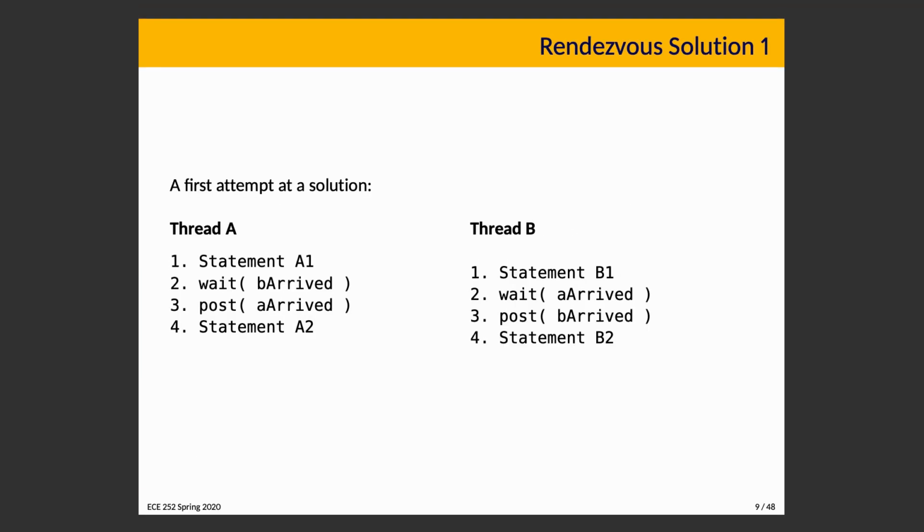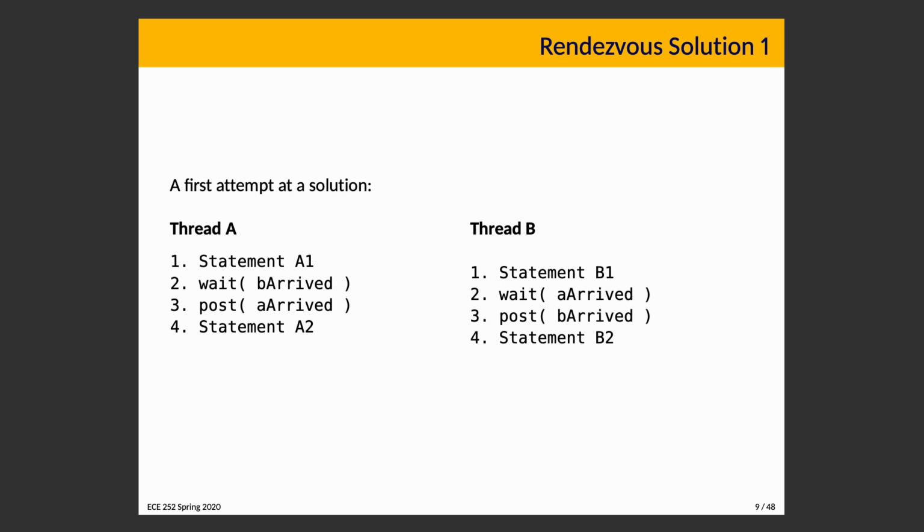And you can see that scenario. If thread A runs first, does statement A1, waits for B to arrive, is blocked. Thread B does statement B1, waits for A arrived, is blocked. They're both blocked. Nobody can get any farther, and they are permanently stuck.